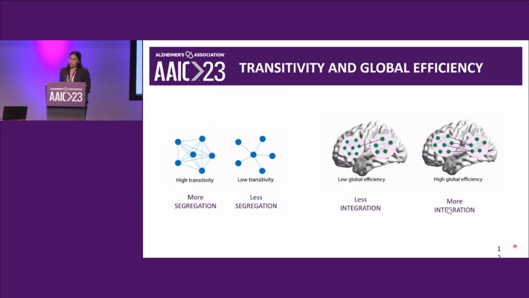So I calculated two measures of graph theory for this analysis, and these were transitivity and global efficiency. Transitivity is a measure of network segregation, with more segregation in high transitivity, whereas global efficiency is the measure of network integration, with more integration happening in networks with higher global efficiency.